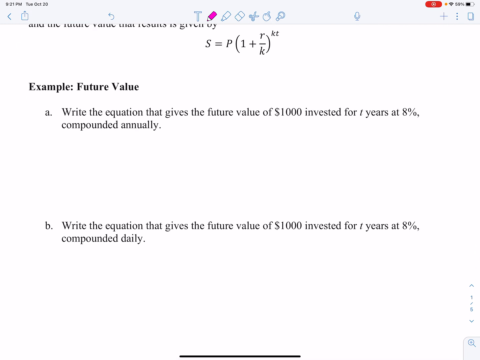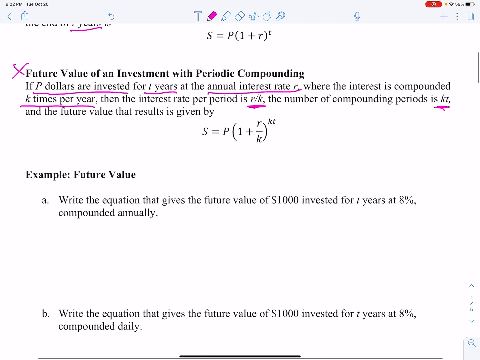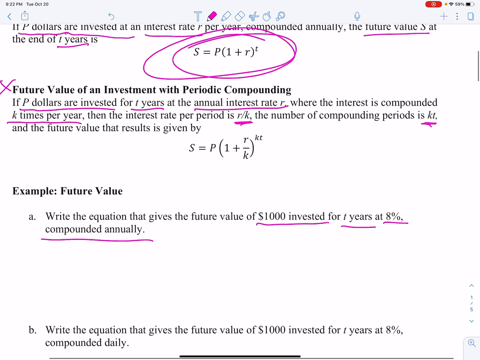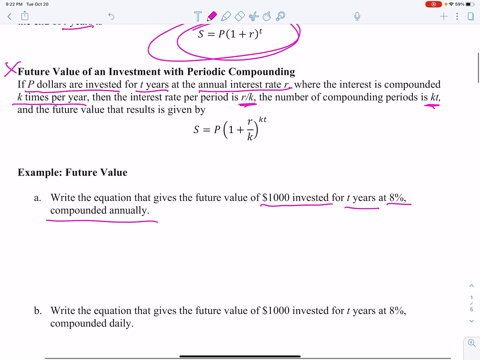So A here, write the equation that gives the future value of $1,000 invested for T years at 8% compounded annually. It says right there, compounded annually, so you're going to use this first equation here. Write down the equation and then we'll plug what we know in. S equals P, parentheses, 1 plus R, to the T power.